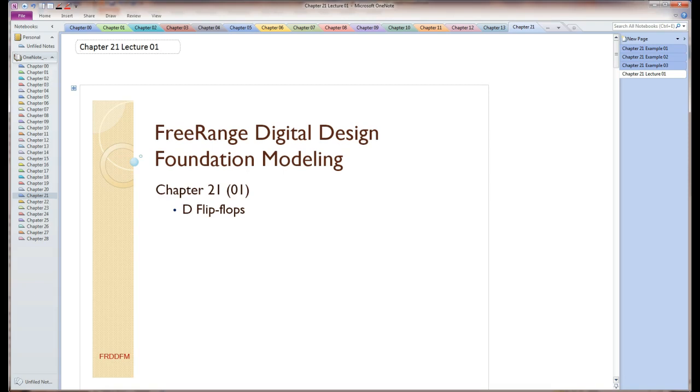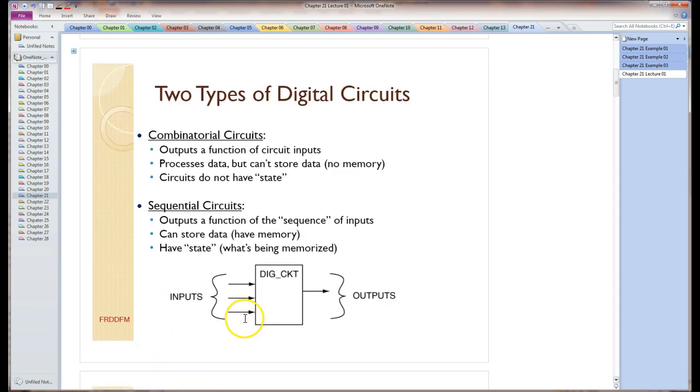This is Free Range Digital Design, Foundation Modeling, Chapter 21. We were previously talking about latches, and we kind of agreed that you don't really see latches too often in digital circuits, but a similar device is flip-flops. They're also 1-bit storage elements. You see those a little bit more often, and it's actually a precursor to the next chapter, which is registers. So this chapter: everything you wanted to know about flip-flops.